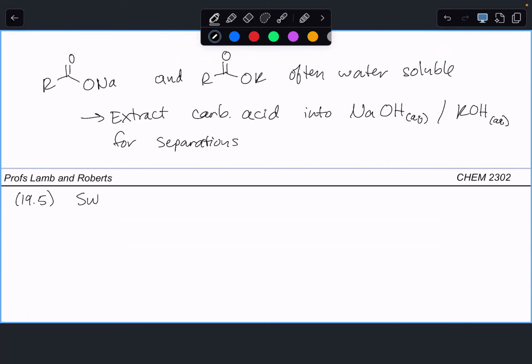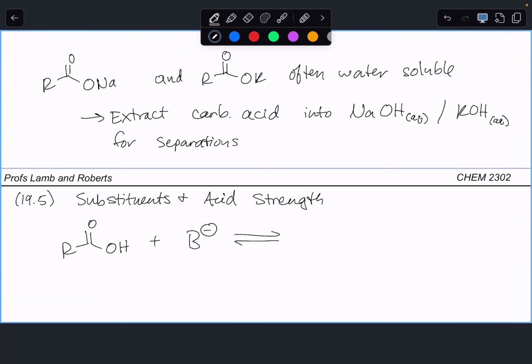So now it's going to be substituents and acid strength. So how does that R group on our carboxylic acid affect our pKa? So again, this is our kind of generic equilibrium that we're talking about. Like so. All right, so now we're talking about this R group here.